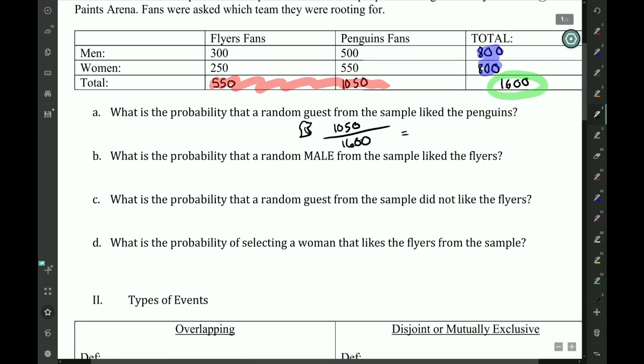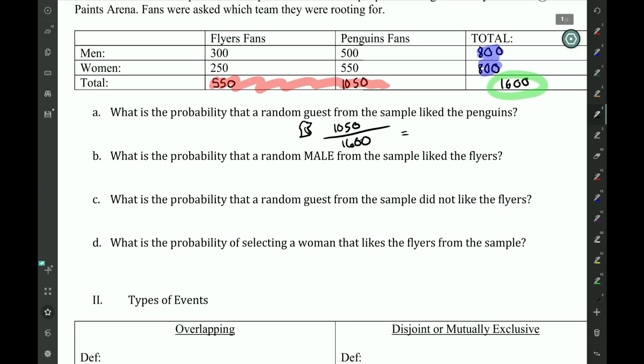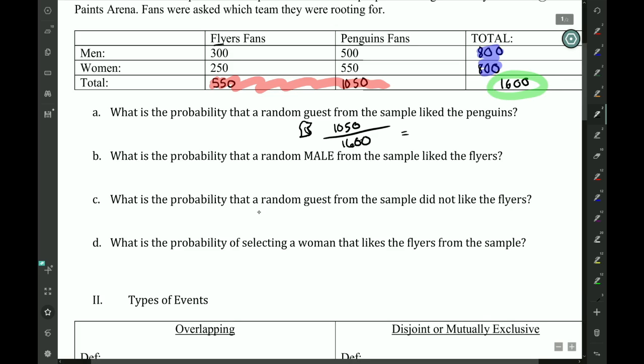Probability that a random male from the sample likes the Flyers. Here, I'm just looking at the males that like the Flyers. There are 300 guys that like the Flyers. I'm selecting from the entire sample, men and women, so it's 300 over 1600. And that is the case there.